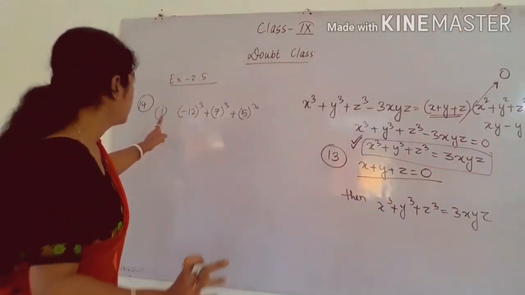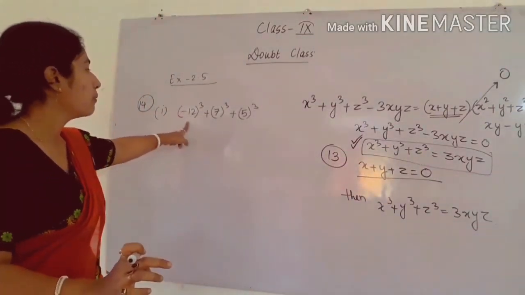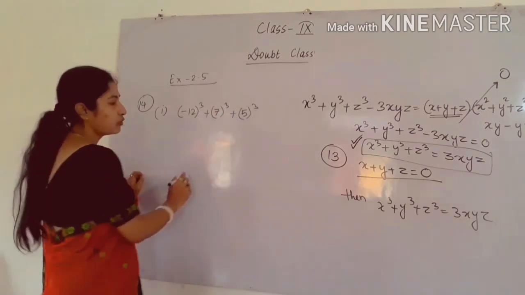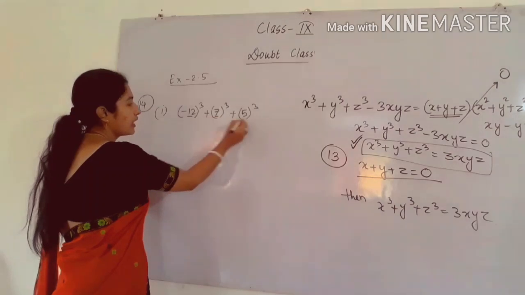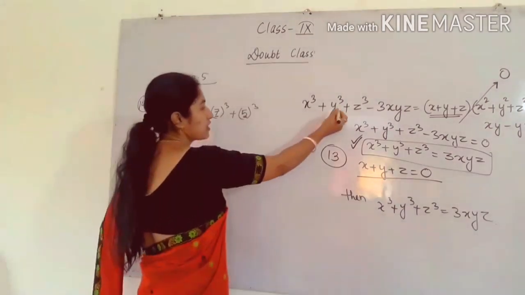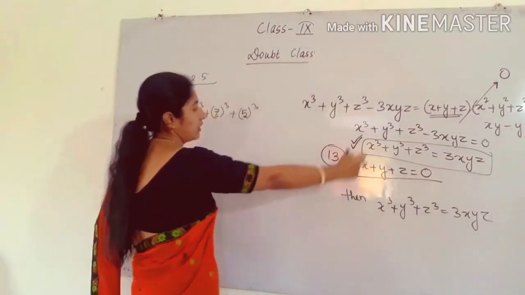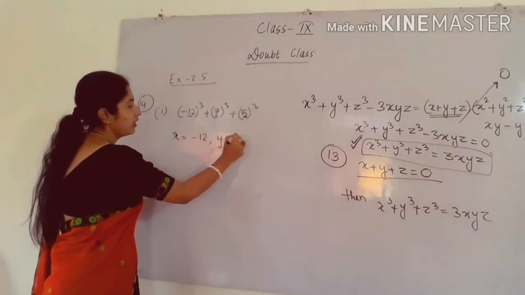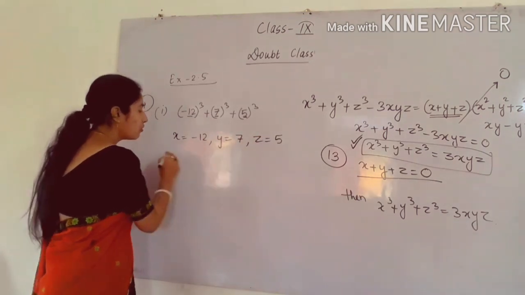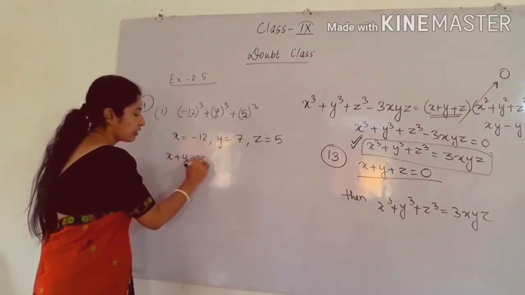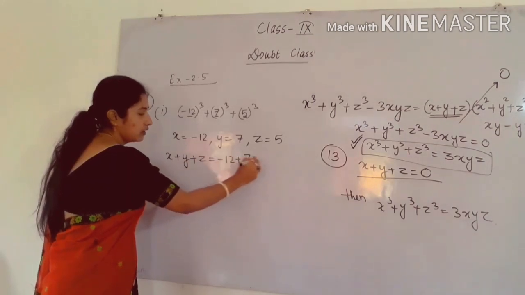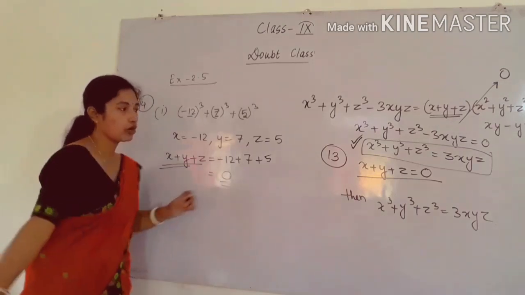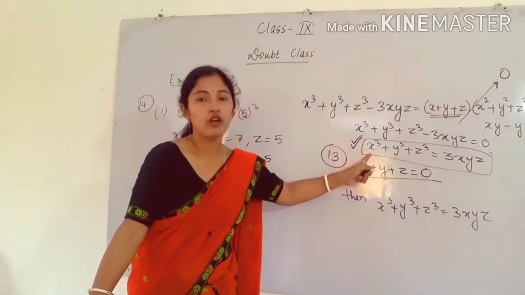So here see, question number 14, number 1, minus 12 cube plus 7 cube plus 5 cube. So first of all here you have to check what is the value of x, y and z. See here, x cube plus y cube plus z cube is present. So x is minus 12, y is 7 and z is 5. Now you have to check the value of x plus y plus z. So what is it? The value is 0. So if x plus y plus z is equal to 0, you can apply this formula.